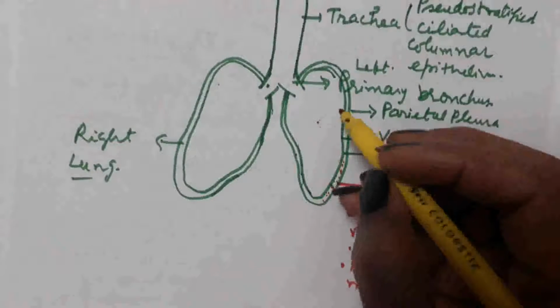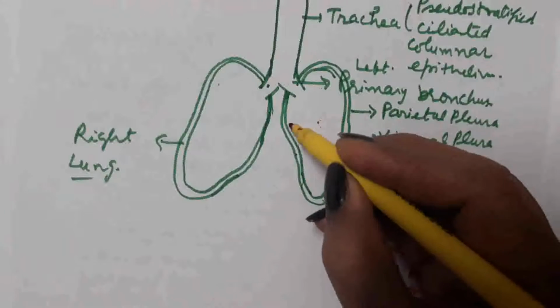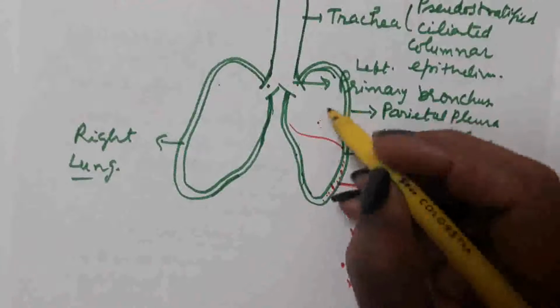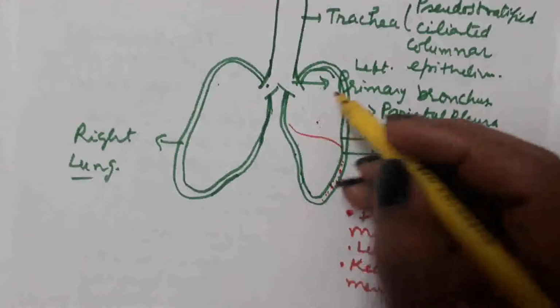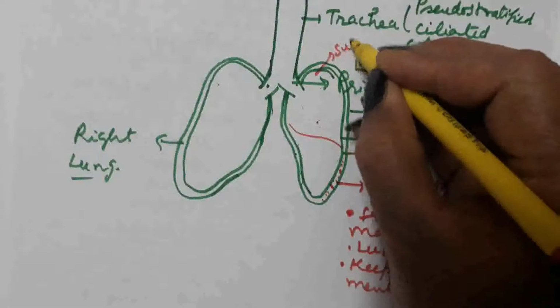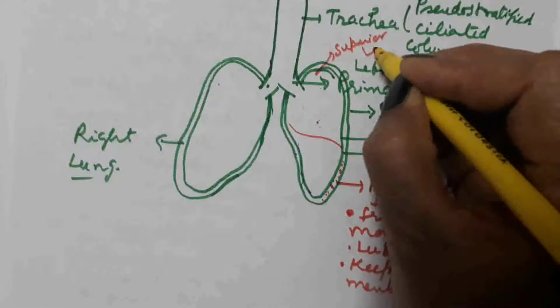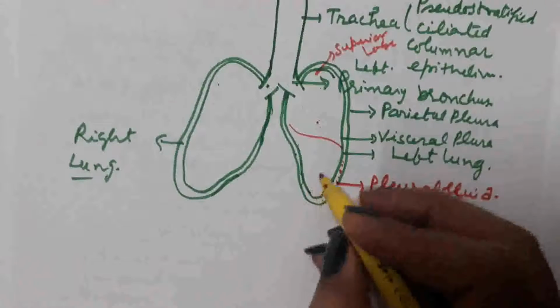Internally, the left lung is divided into two lobes. This is known as the superior lobe and this is known as the inferior lobe.